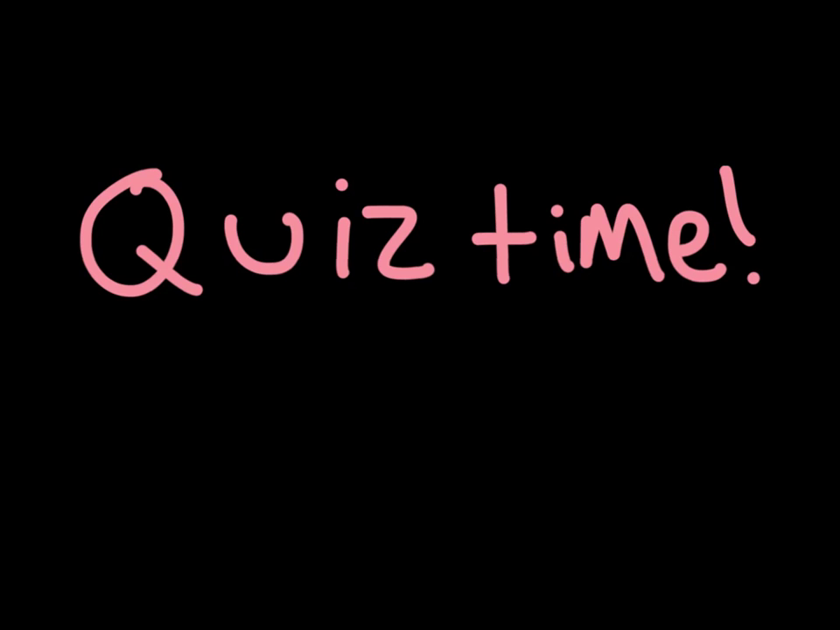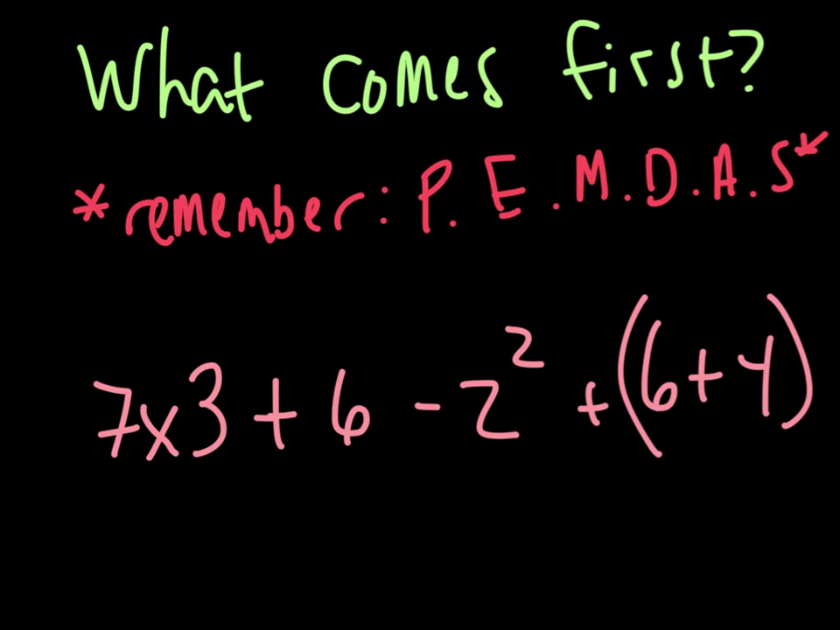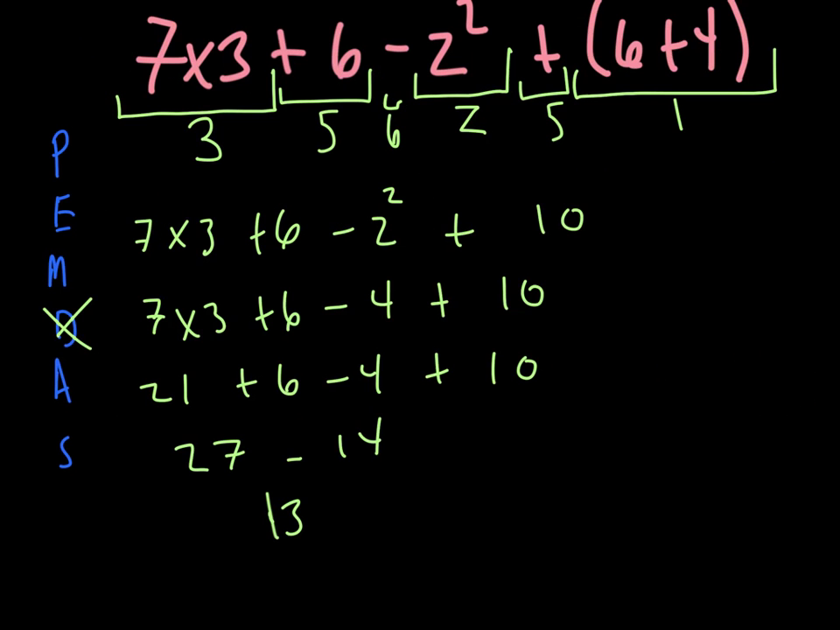Now it's time for a small quiz. What comes first? In the equation 7 times 3 plus 6 minus 2 squared plus open parentheses 6 plus 4 close parentheses, as you can see in the equation above, this is your quiz. So the first thing to do is to figure out what comes first. Is there any parentheses, or P? Because the P is the start of the order of operations. And as you look at the equation, you do see a pair of parentheses. What's inside is the 6 plus 4. So that's what you would perform first.